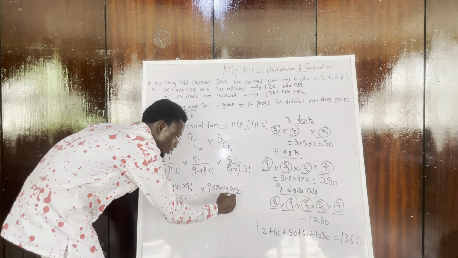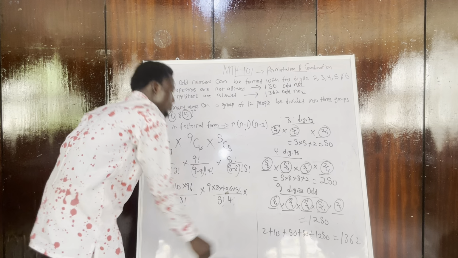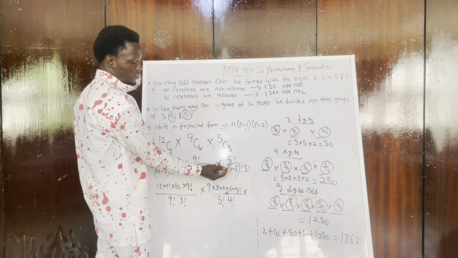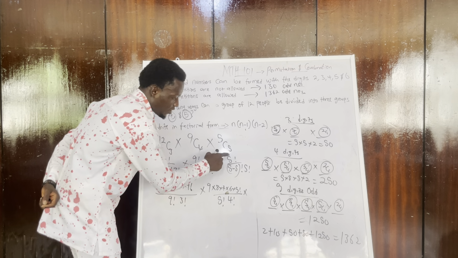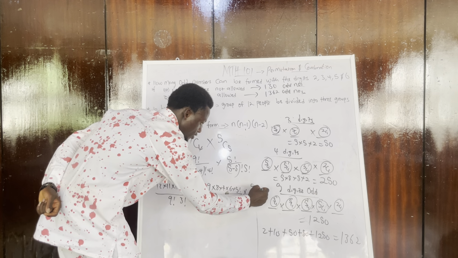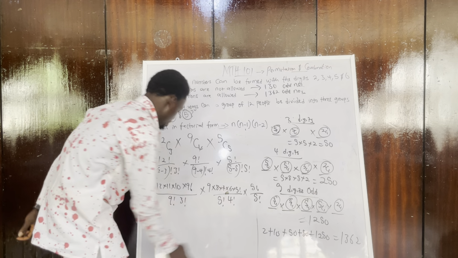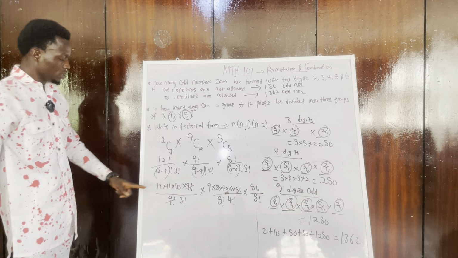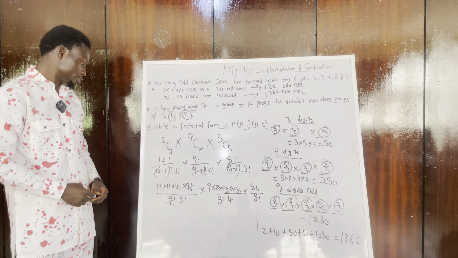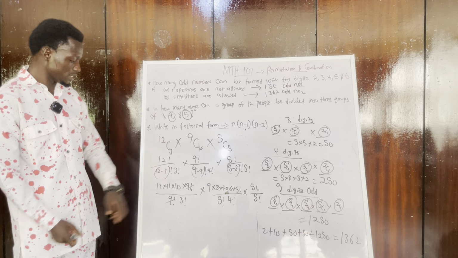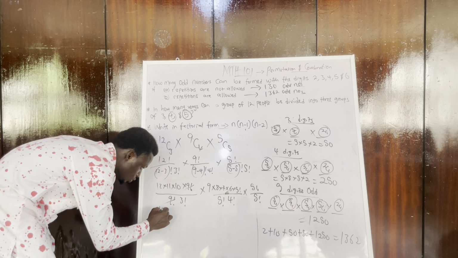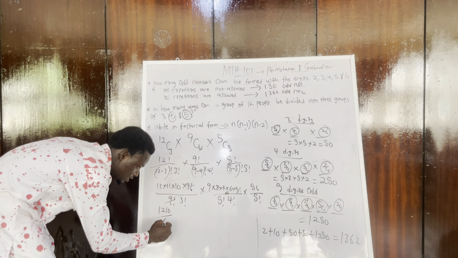5 factorial. This is 4 factorial, multiply by 5 minus 5 is 0. So here we have 0 factorial, which is the same thing as 1. So here we have 5 factorial over 5 factorial left. So here 9 factorial cancels this. So we have 12 times 11 times 10. 12 times 11, that should be 132 times 10. We have 1320. 3 factorial is 6.